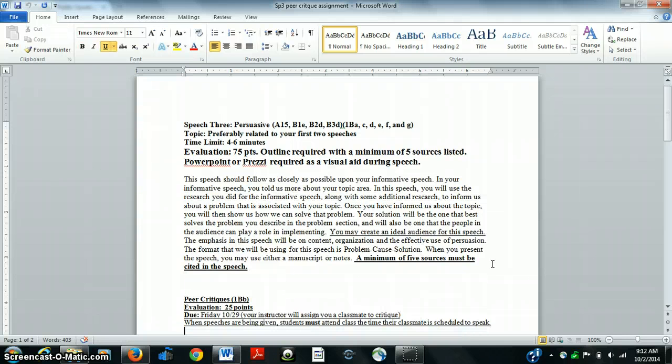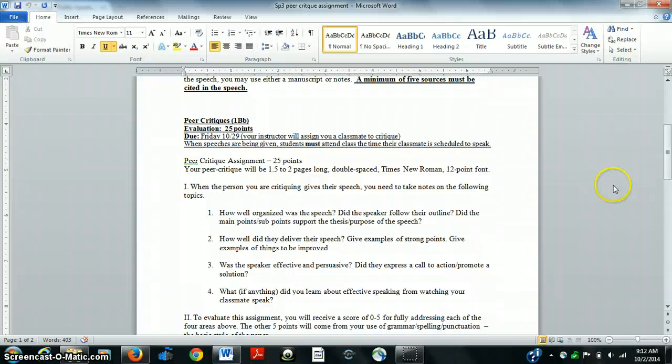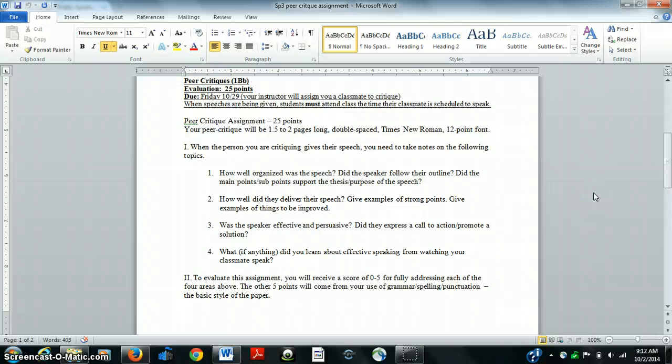So down here, the second part of this particular assignment is the peer critique, and I touched on this in class. So you will watch a specific person give their persuasive speech. We'll figure out who's going to critique whom here. And when that person gives their speech, of course, you have to be there. You're going to follow this guideline right here, and this will inform your critique.